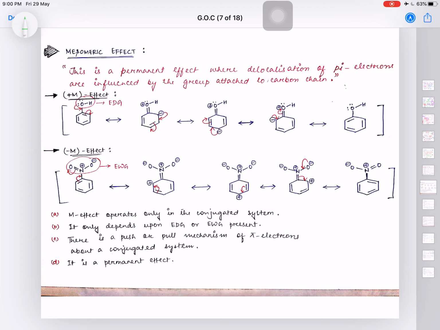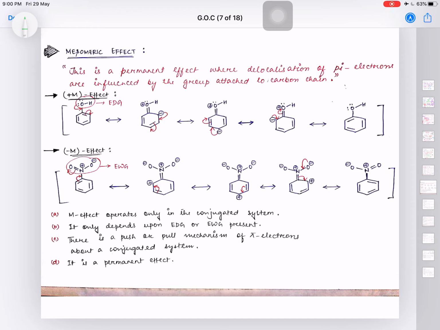Hello students, so we'll just continue our class from the previous video. In the previous video we've discussed the different types of bond fission or bond cleavage, and we have also discussed inductive effect and resonance. So in this video we'll start with Mesomeric effect.